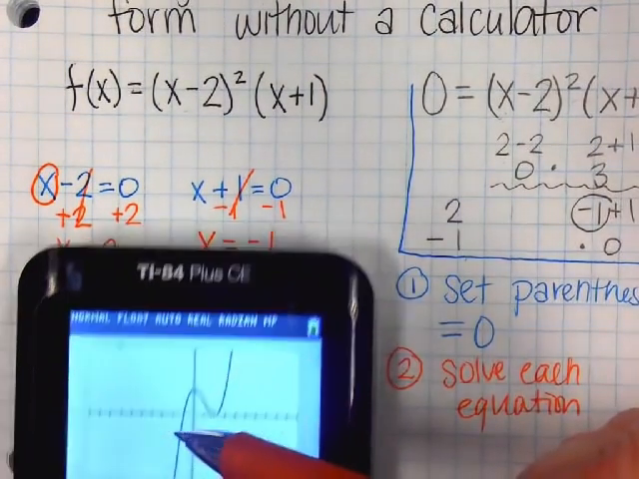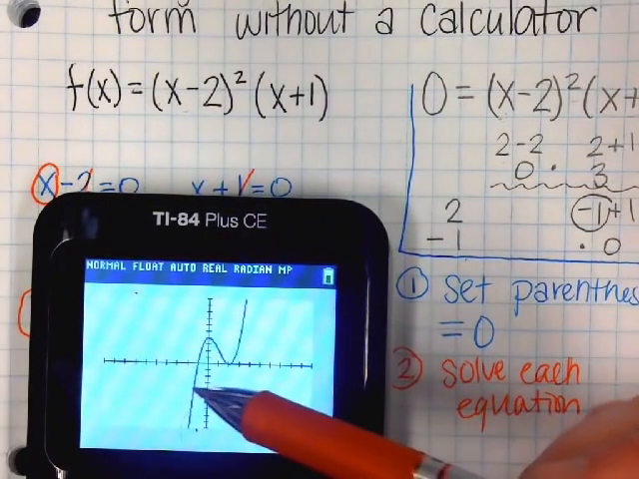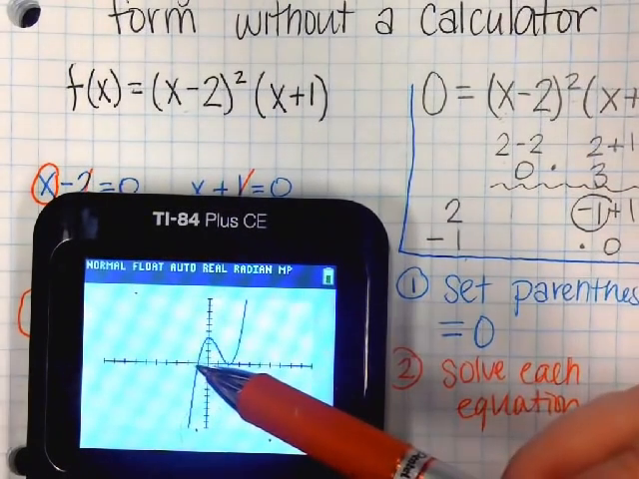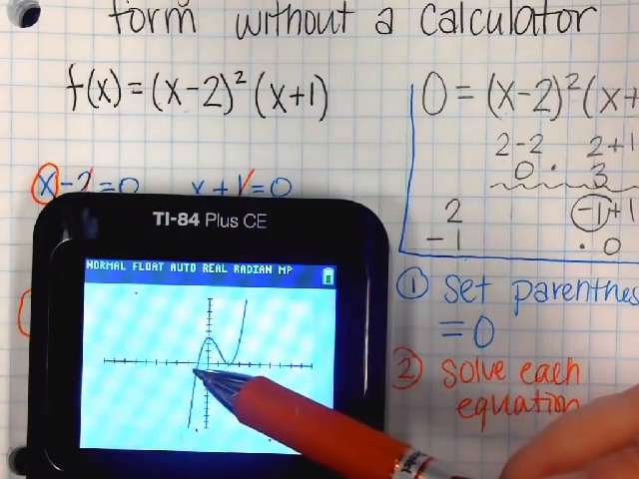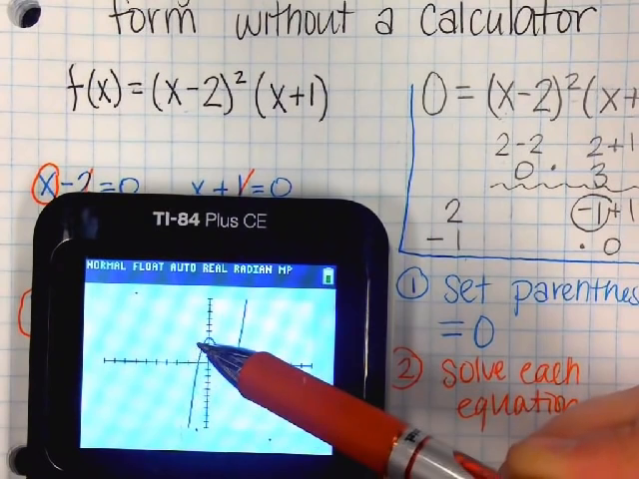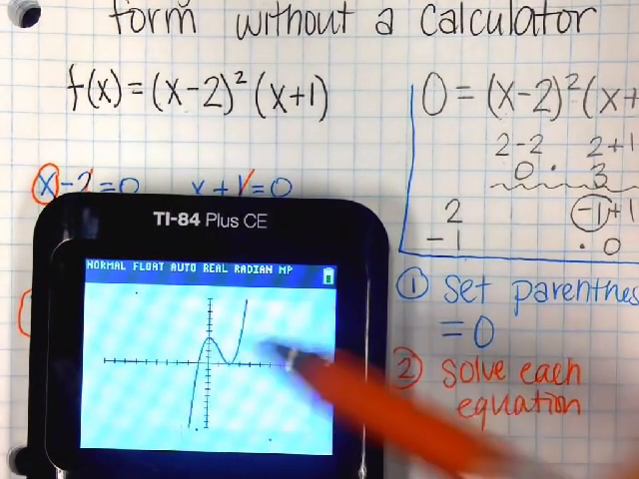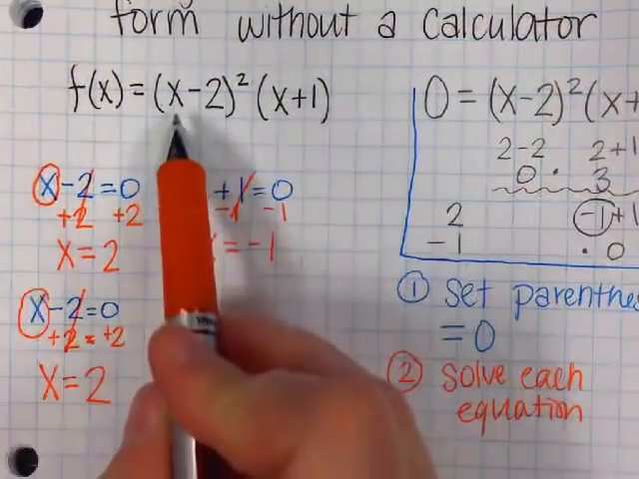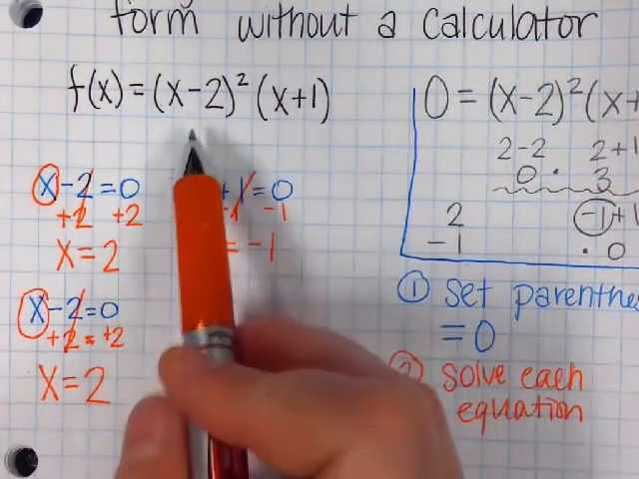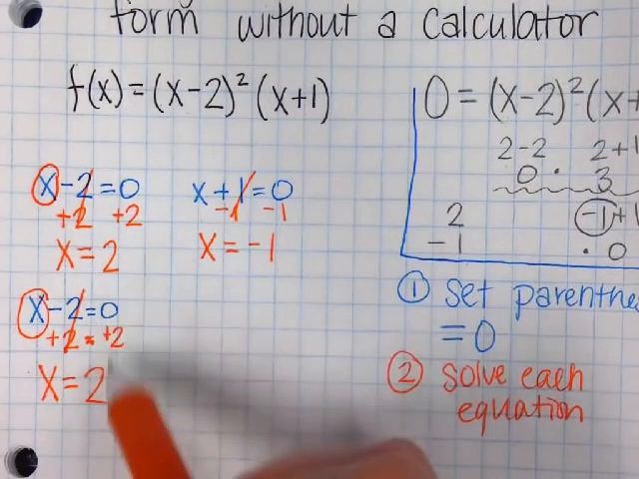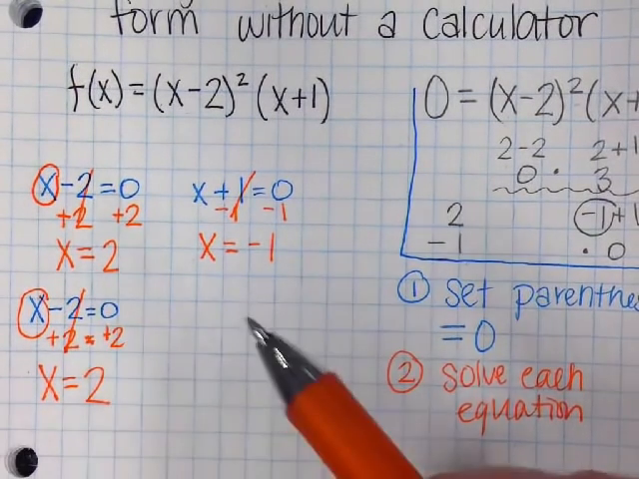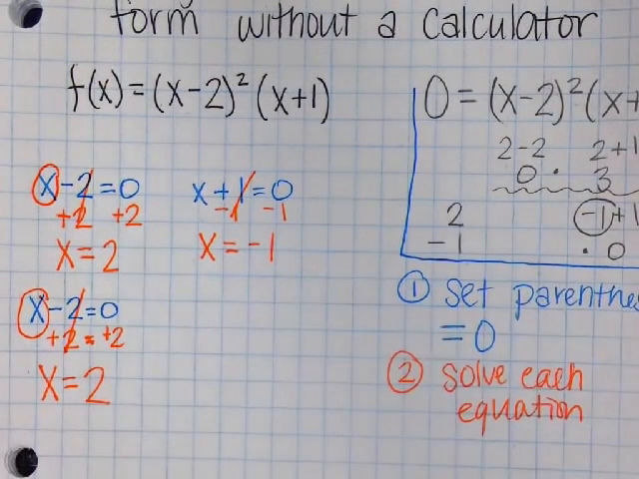Now, if you notice, this is what we're about to talk about, the types of zeros that you'll see. Notice for negative 1, it just went straight through, and then at 2, it actually hit and then bounced off. Notice, since this was squared, we had 2 parentheses like that, so we actually have that 2 listed twice. So what we call that is multiplicity.